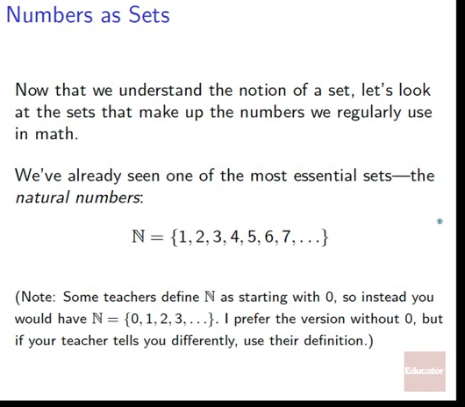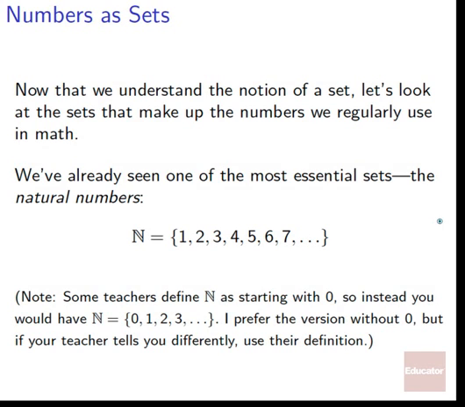And of course, as a child, you realize, well, eventually I have to stop. I'll count to 100 and then I won't count any further. But you could just keep going. And that's the idea of the natural numbers: you just keep going forever and ever and ever, and you've got an infinite number of elements.